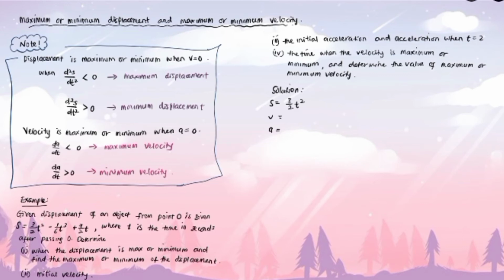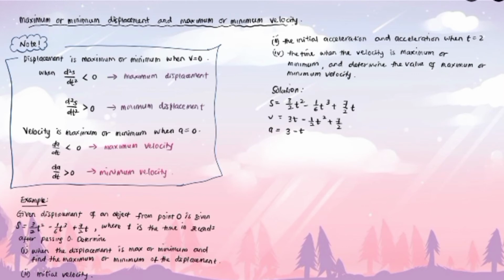So for the displacement function, we have to copy it first, like the question. Okay, for velocity, you have to differentiate it from the displacement function. You will get 3t minus 1 over 2 t square plus 7 over 2. And for acceleration function, you have to differentiate one more time. So you will get 3 minus t.